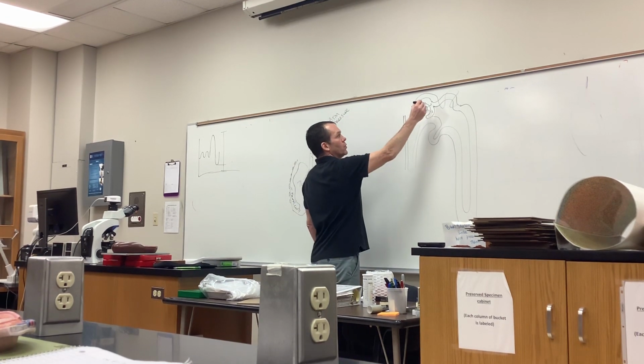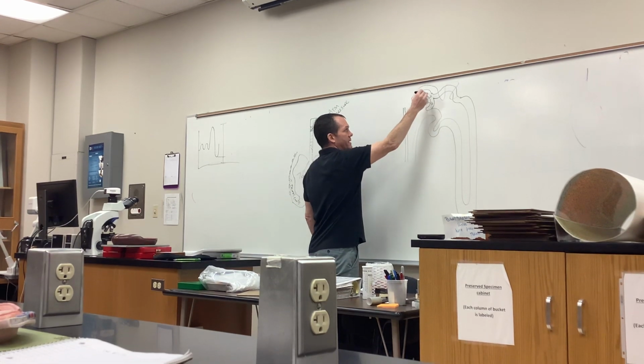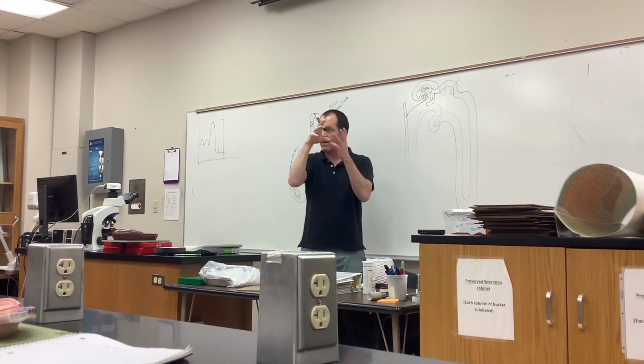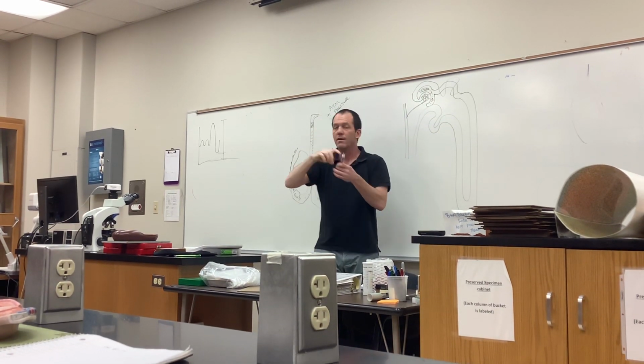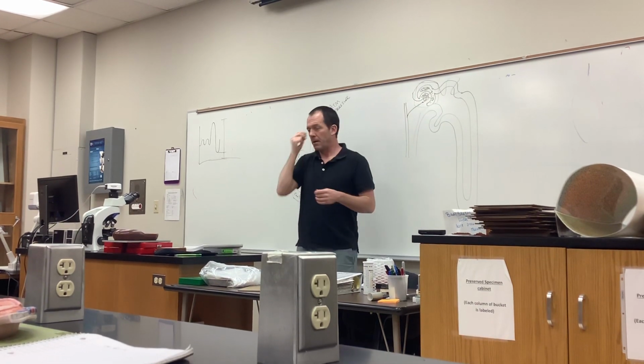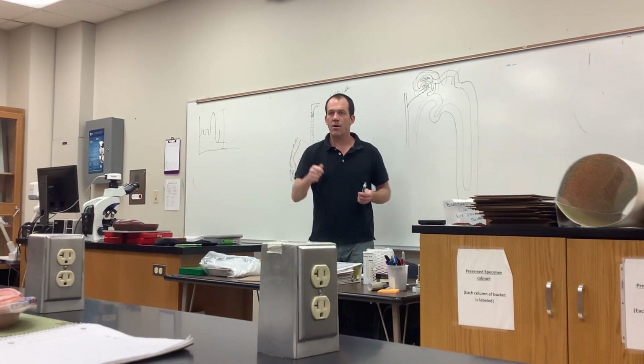So glomerulus, Bowman's capsule, this space in here, called what? Capsular space, which is within the actual Bowman's capsule, right? The capsule, the whole thing. What do you call the whole deal? A renal corpuscle.